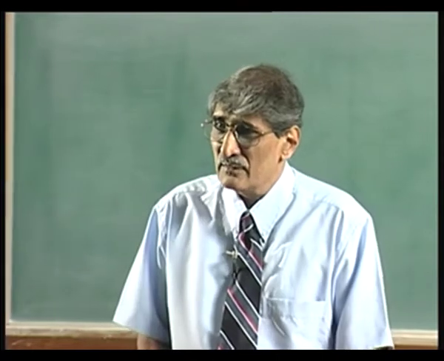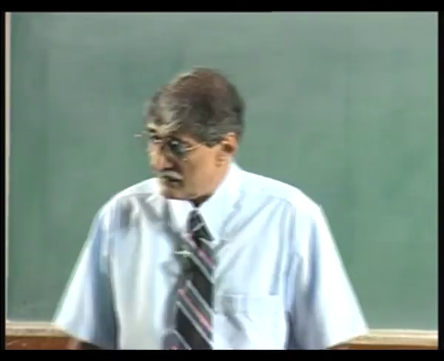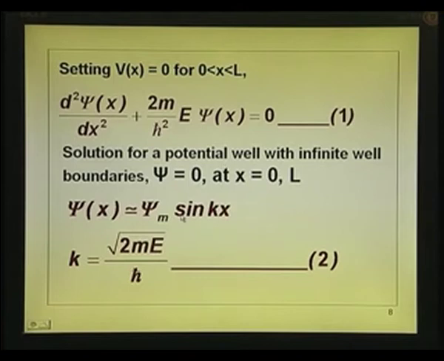So, though there are sin kx and cos kx terms, you write only sin kx, with a maximum value amplitude. Now, here k is the root of this quantity, 2m E by h bar squared. E also is part of k. There is no pi here, but it is that quantity. Now, the other thing that you would say is that at x equal to L, this term should also go to 0.